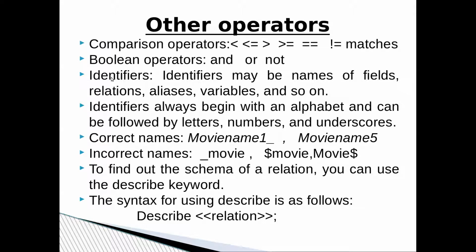Then we have identifiers. An identifier could be the name of fields, of relations, of aliases, of variables, and so on. We'll be working a lot with this term relations in our Apache Pig. Identifiers begin with an alphabet and can be followed by letters, numbers, and underscores, just like any other traditional language. You can see the correct names here and the incorrect names. We suggest that underscore should not be used as a beginning character. The identifier should always begin with an alphabet.